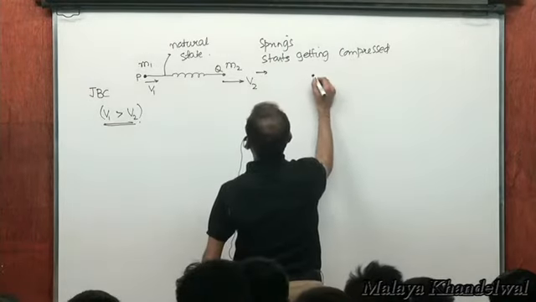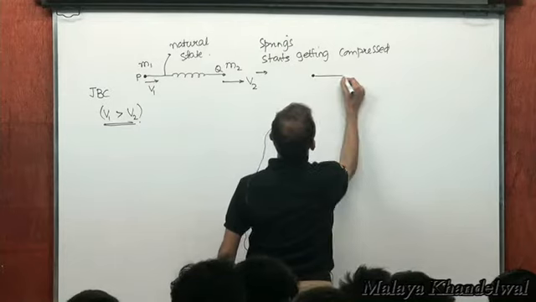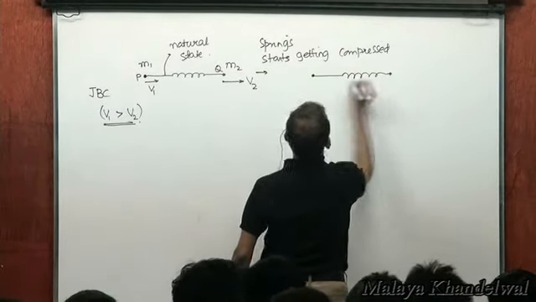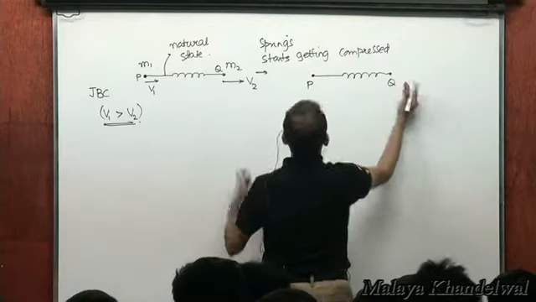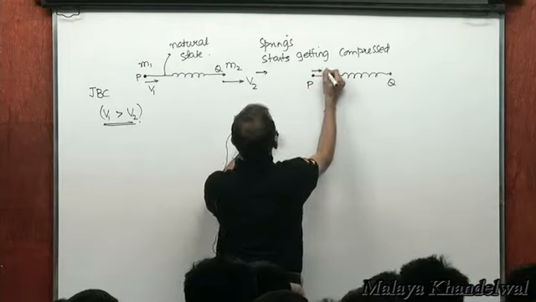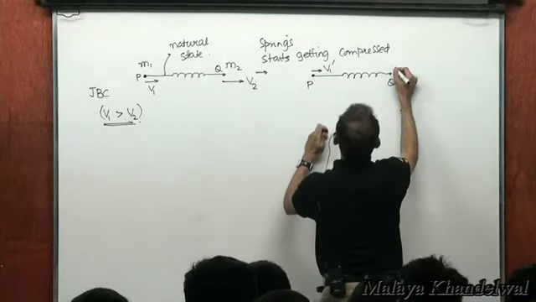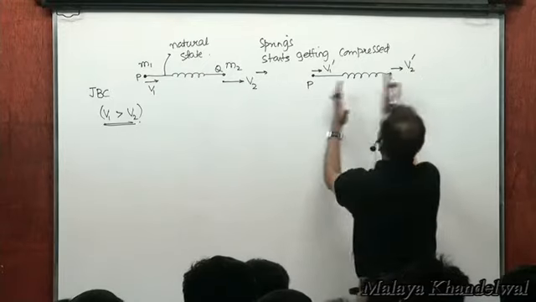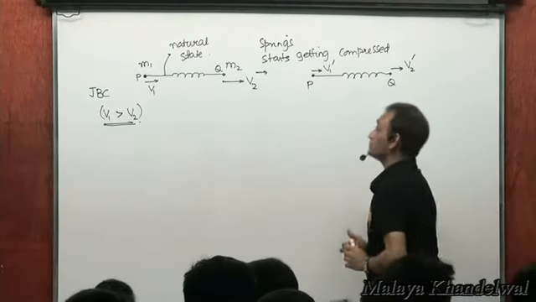Say this was when the spring starts getting compressed. P and Q start coming closer together, start to cave in, and the velocity of this, say, becomes v1 prime. This is an intermediate velocity during compression. This is velocity v2 prime, right?